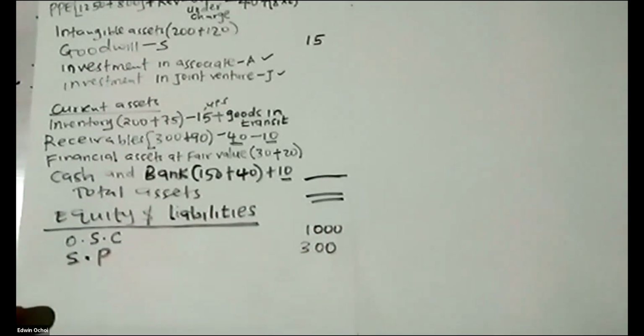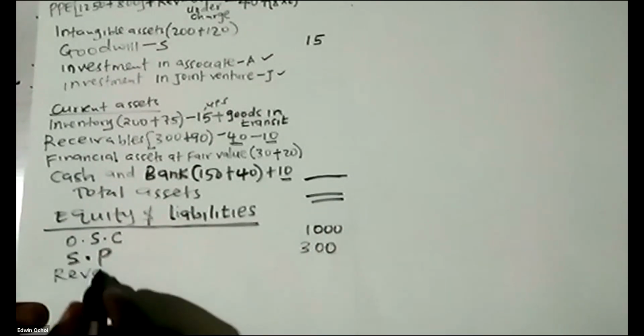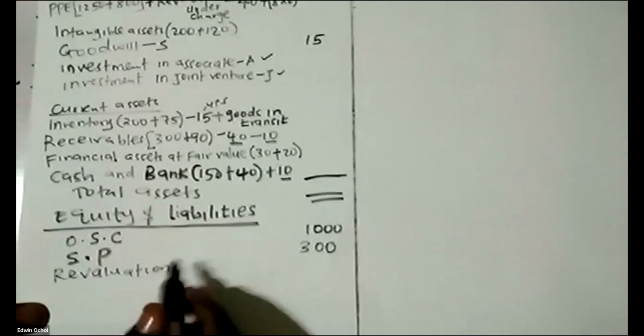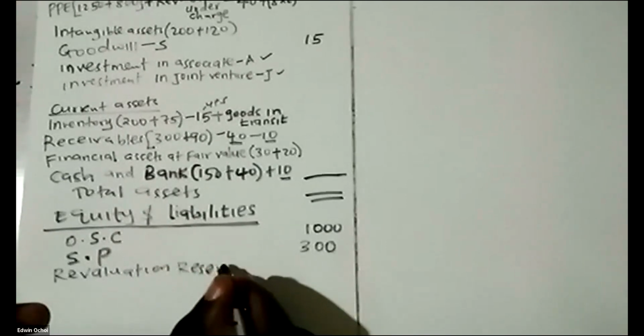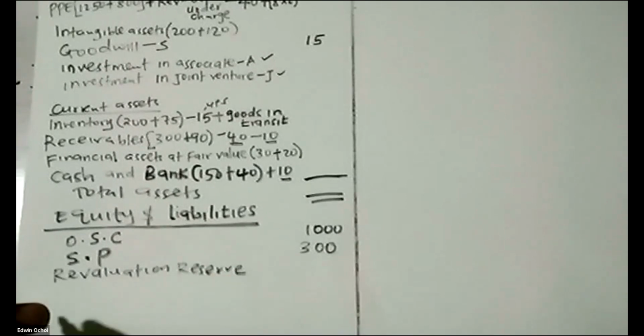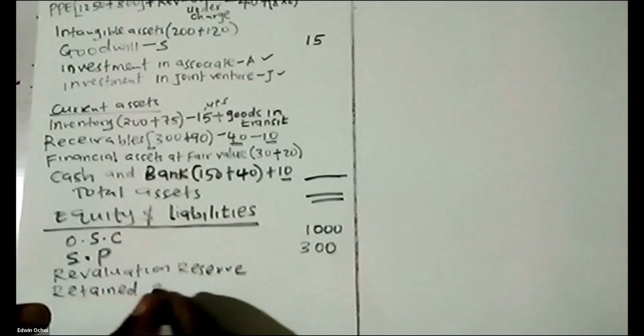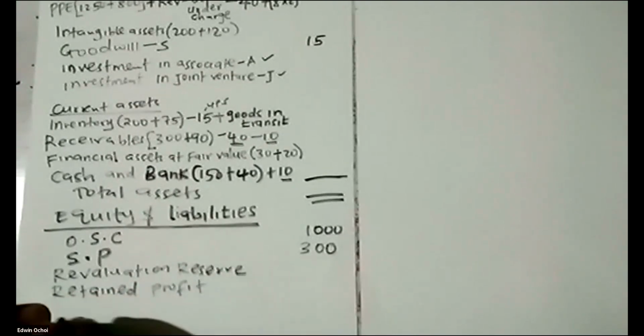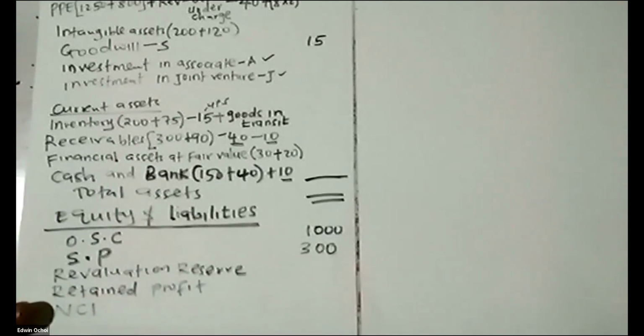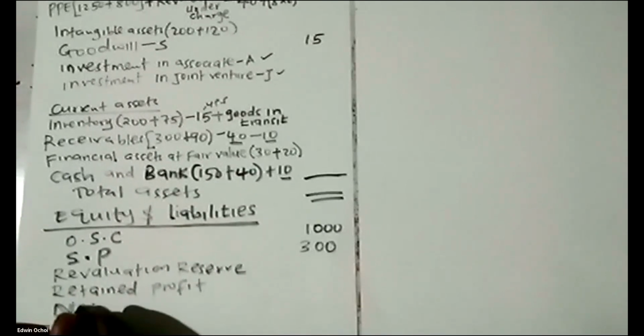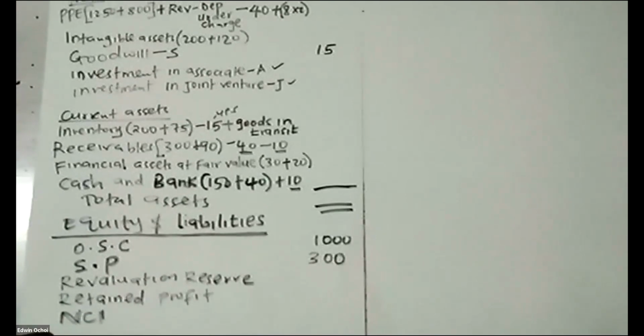Then what requires working is revaluation reserve. Revaluation reserve needs a working. Retained profit needs a working. Then you will introduce here NCI, that is non-controlling interest. So these items I've recorded, they are just from the statement, direct.